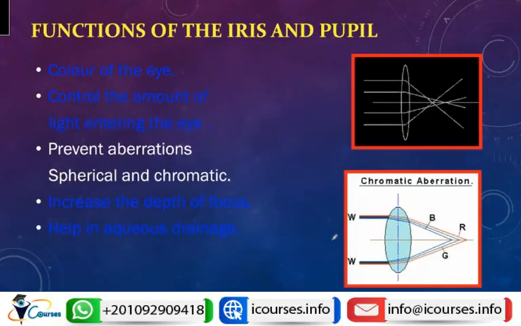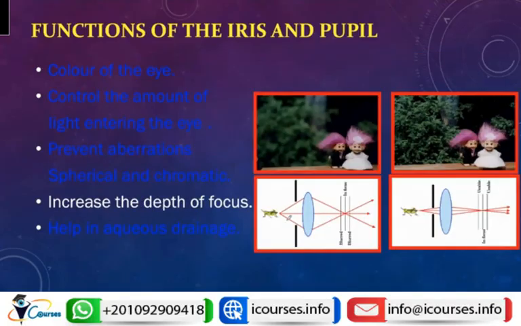Also, as you mentioned, it has a role to prevent the chromatic and spherical aberrations. So the periphery of the iris will cut the peripheral rays and prevent them from entering the eye, leading to decreased effect of spherical and chromatic aberrations. Also, it increases the depth of focus. So as you can see here, when the pupil is dilated, there will be more light rays entering through the periphery of the lens, causing the focus to be at a distant point. So any object present in front of it or behind it will be out of focus.